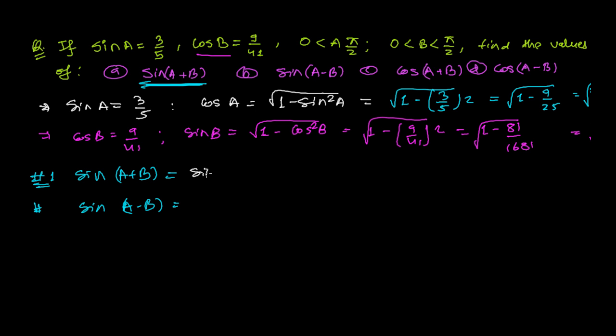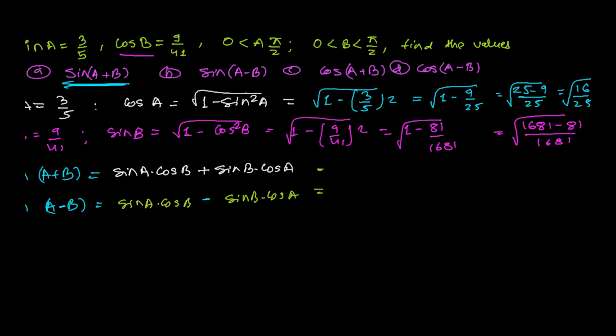It will be sine A cos B plus, here we have plus, so it will be plus sine B cos A. But for sine of A minus B, this plus will just be replaced by minus. That's it, and the rest are all the same. So it will be sine A cos B minus sine B cos A. That's it. Now let's put in the values and get the answer.